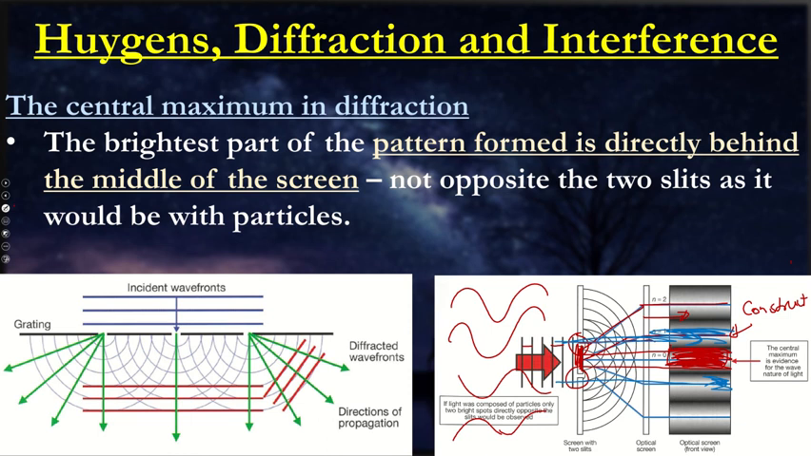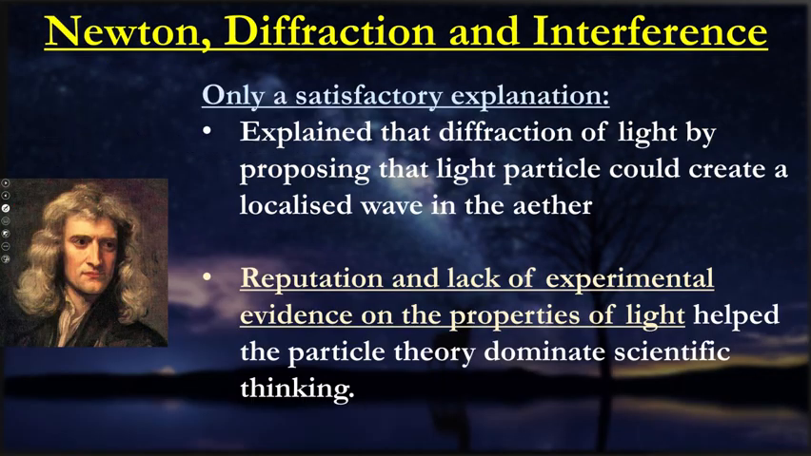So what that means is Newton couldn't actually explain diffraction or interference very well because that wouldn't really fall under anything that we know of that particles do. His way of explaining it is that the light particles would create a localized wave in the ether. Now, you don't really need to know what the ether is at this point, okay? Just a little medium that they thought where waves were. But he thought that these particles would create a wave.